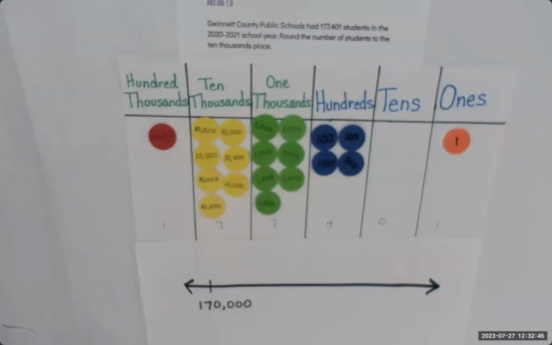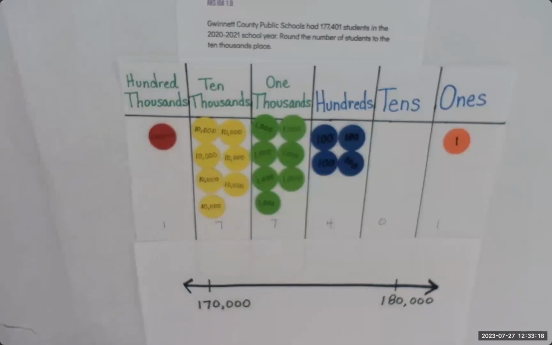Right? If I count forward from 177,401, I will count up to the next closest 10,000, which has a value of 180,000. And this makes sense because I know 177,401 is greater than 170,000, but less than 180,000. It's going to fall in between these two benchmark numbers.